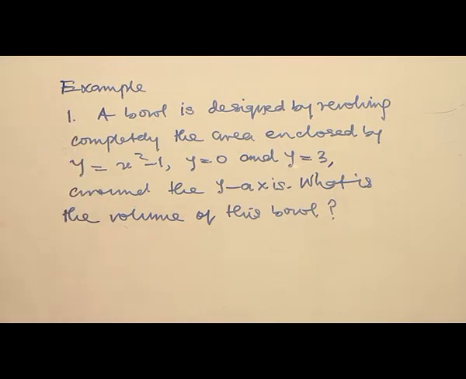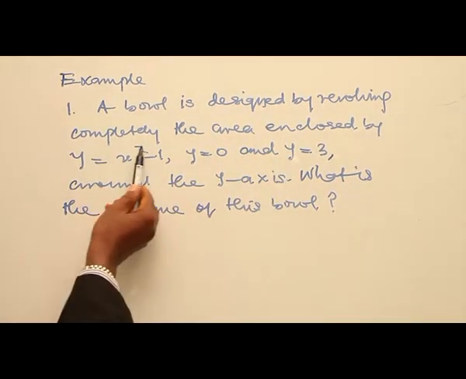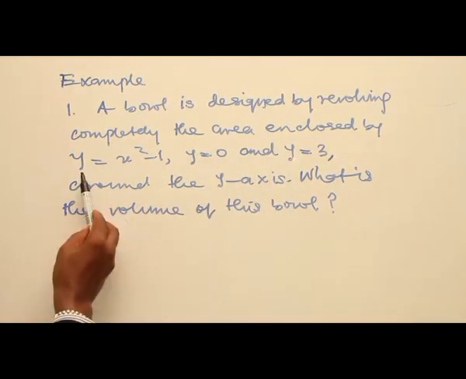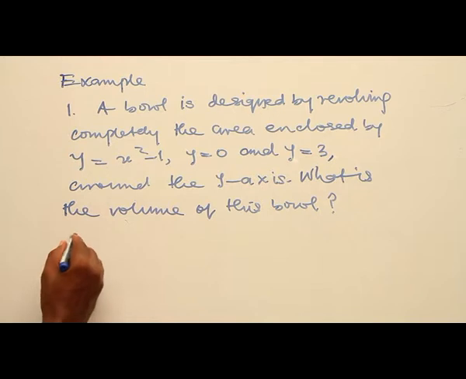Example number 1. A bowl is designed by revolving completely the area enclosed by y equal to x squared minus 1, between y equal to 0 and y equal to 3, around the y-axis. What is the volume of this bowl? Solution.